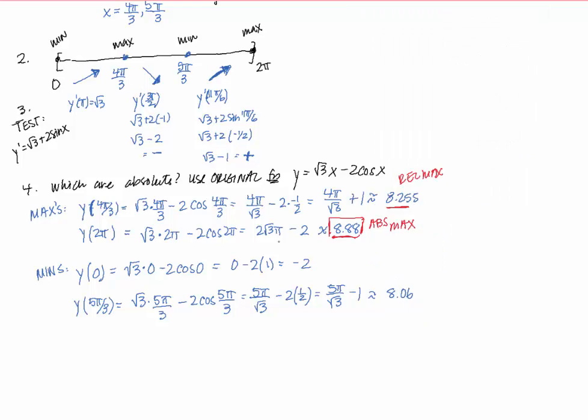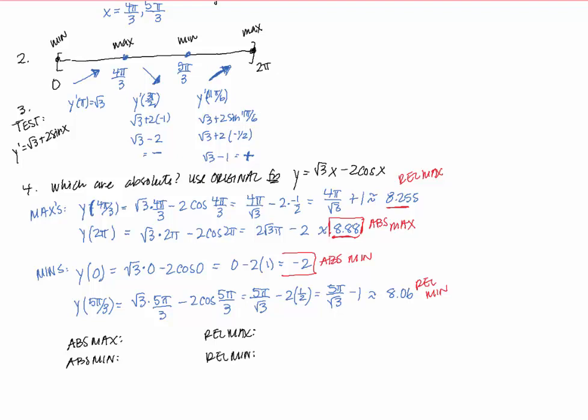Okay, so 8 is larger than negative 2. That means negative 2 is the absolute min. And 8.06 is a relative minimum. So now we can finally label all the extremum of the function. We have an absolute maximum, also an absolute minimum, a relative maximum, and a relative minimum.